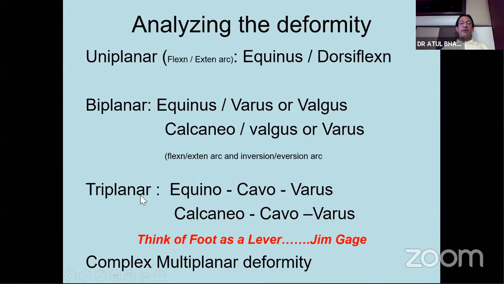Whether it's a triplanar deformity, so again, equinocavovarus is the descriptive term for a triplanar deformity. Very rarely you get a calcaneocavovarus. This is very, very rare. So with a triplanar deformity, normally it's both equinocavus varus and adduction. So you must analyze the deformity in this way.